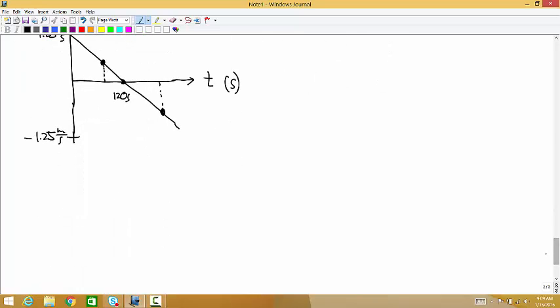So what do you get for the values? Let's see. So for part B, the velocity at time equals 100 seconds. That should be positive. What do you get for that?